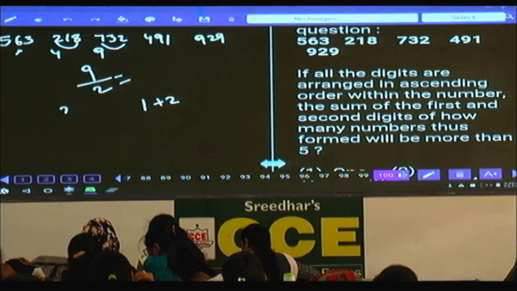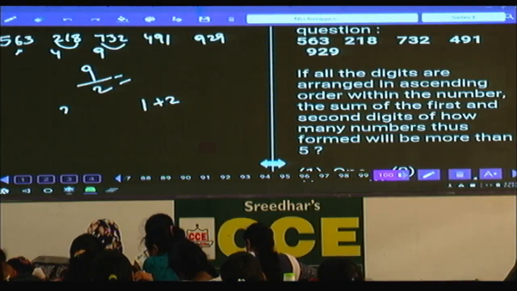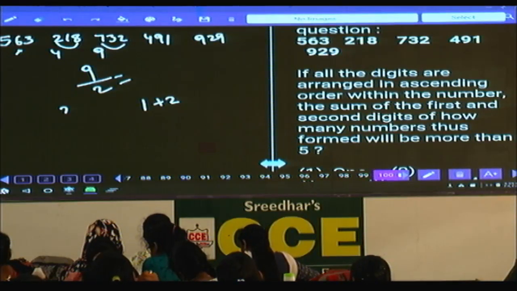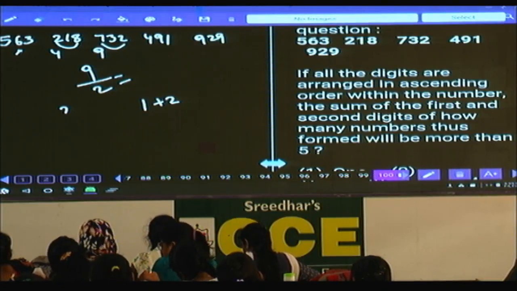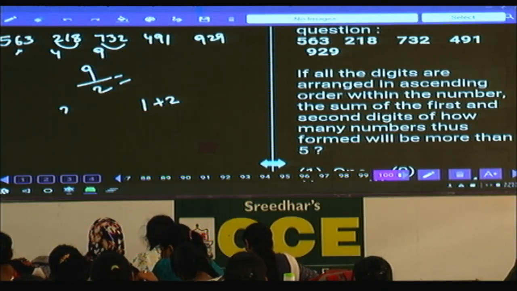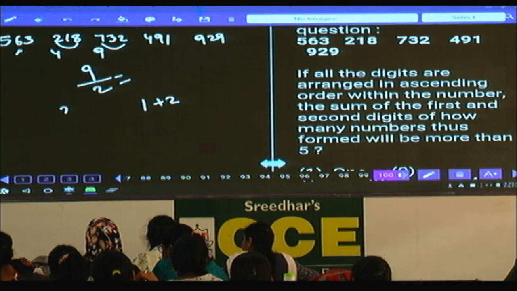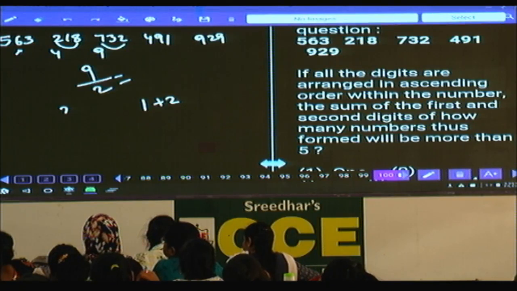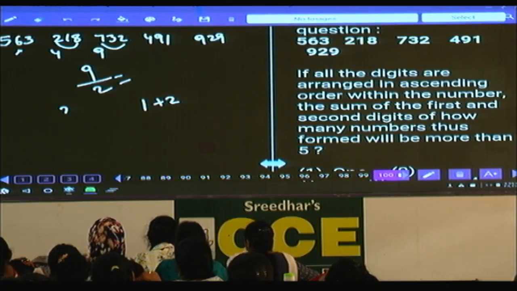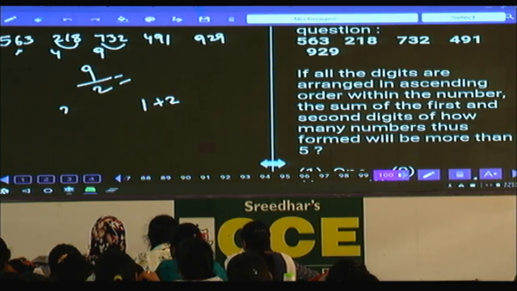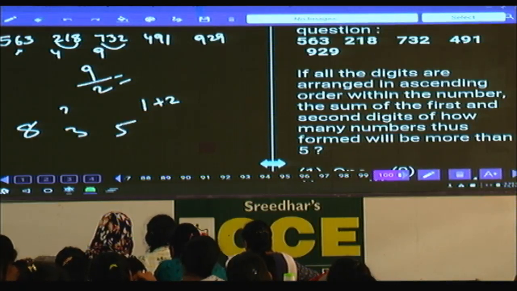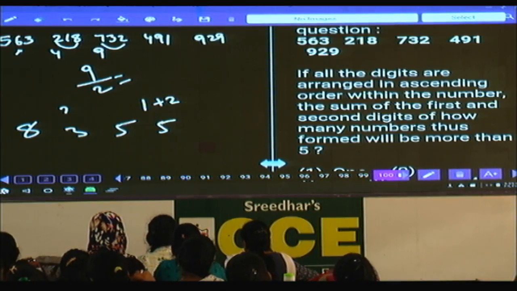Then coming to question number 100. If all the digits are arranged in ascending order within the number, then the sum of the first and the second digit of how many numbers thus found will be more than 5? Now here, the sum of the first and the second digit. And what are the digits that are coming at the first and the second places? The least 2 digits. In this one, 3 plus 5 is 8. Here 1 plus 2 is 3. Here 2 plus 3 is 5. 1 plus 4 is 5. Here 2 plus 9 is 11.